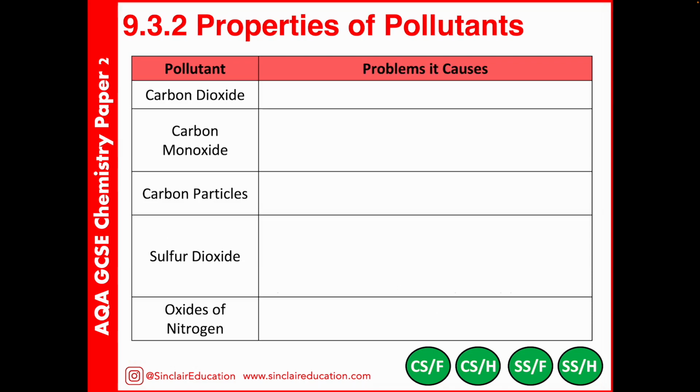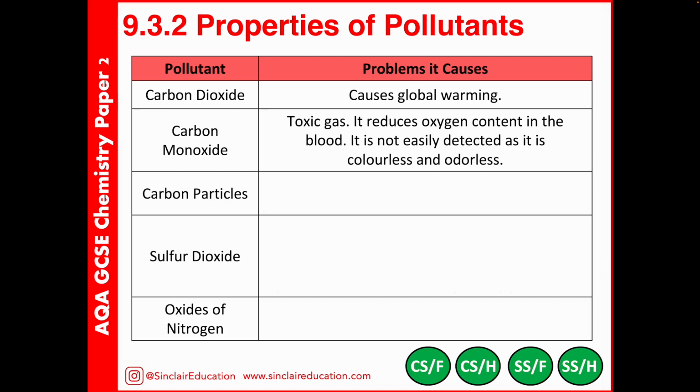These cause problems. Now, carbon dioxide, as we've seen, causes global warming. Carbon monoxide is toxic. It's odorless, it's colourless, but what it does is it binds to the hemoglobin in our red blood cells and reduces how much oxygen can be transported in our blood. So if we suffer from carbon monoxide poisoning, in severe cases, this can cause death. And you won't know it's happening because it's colourless and odourless. So we can't see it and we can't smell it.